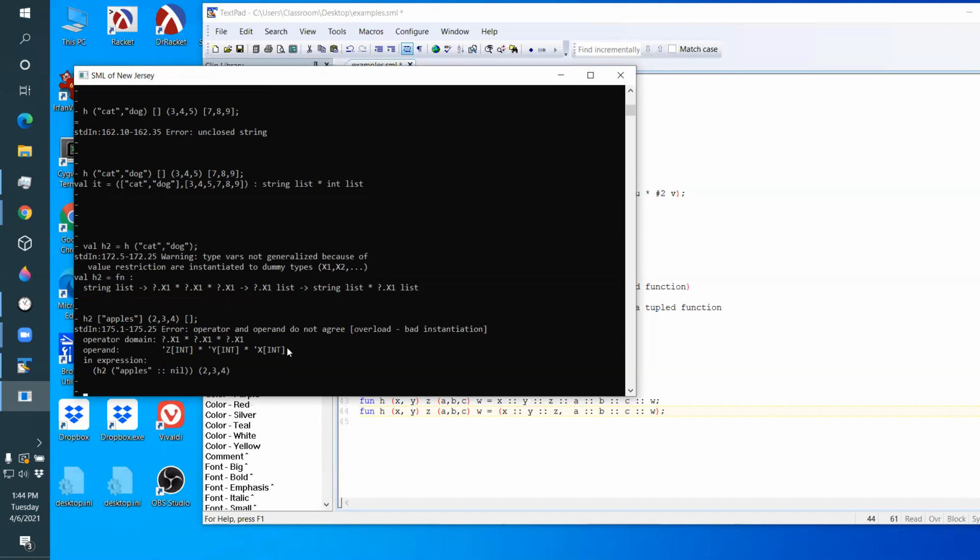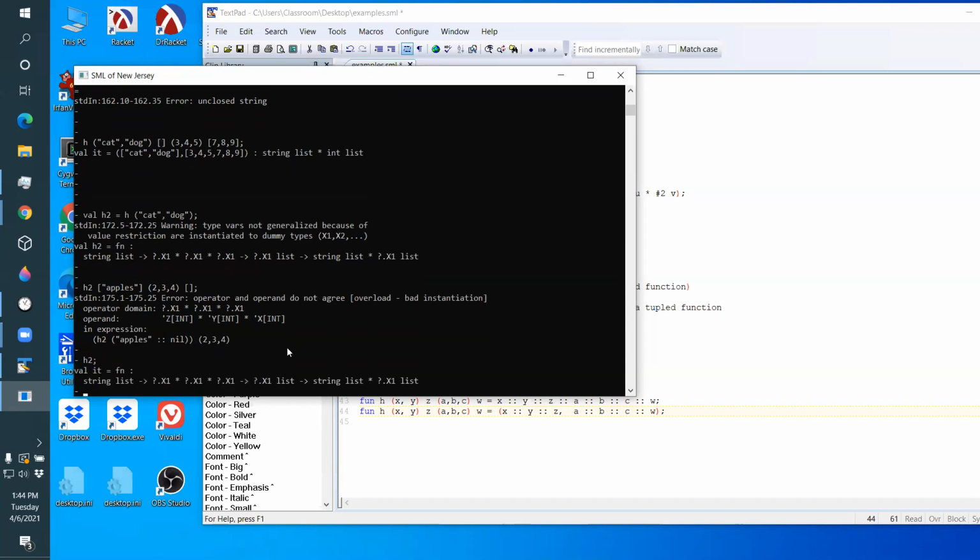Let's see. H2. Yeah, H2's got a bizarre type. Something's wrong with H2, so I have to go back and think about that. I'm not sure what I did wrong there, but you can see that H2's got a bizarre type. That's not a proper type. So something went wrong when I tried to do the partial application of H2.